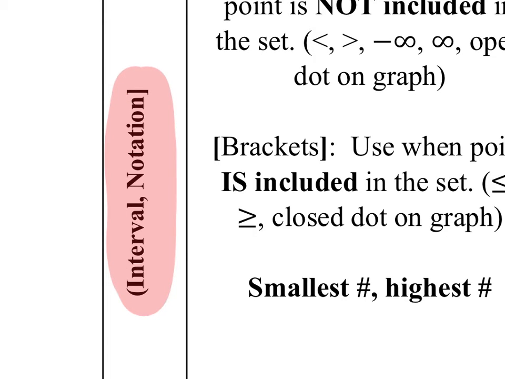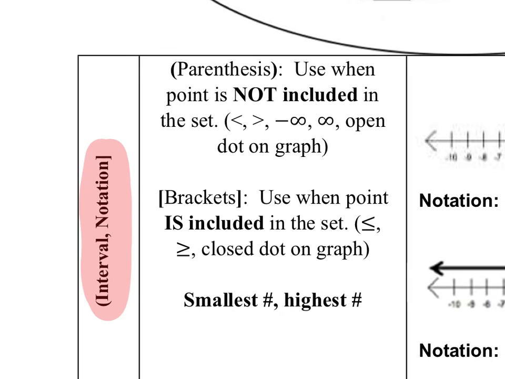You're just going to be using those two symbols instead of the less than or equal to and the letter. All of that jazz is gone. It's just going to be a parentheses or a bracket. Specifically, the parentheses is used when the point is not included, which means the symbols that I would have used for less than or greater than, the open dot on a number line, or the infinities, all get a parentheses.